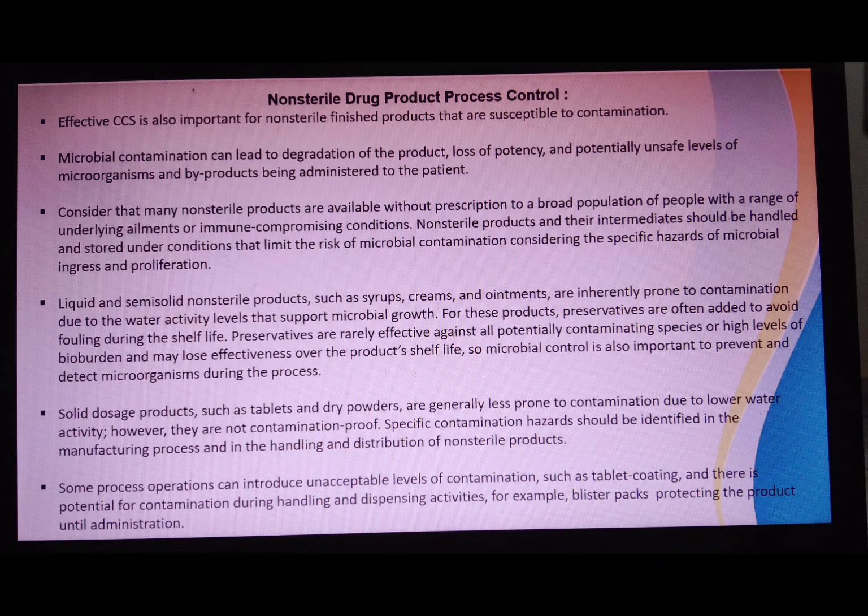microorganisms during the process. Solid dosage products such as tablets and dry powders are generally less prone to contamination due to lower water activity. However, they are not contamination proof. Specific contamination hazards should be identified in the manufacturing process and in handling and distribution of non-sterile products. Some process operations can lead to unacceptable levels of contamination, such as tablet coating, and there is potential for contamination during handling and dispensing activity. For example, blister packs protect the product until administration.